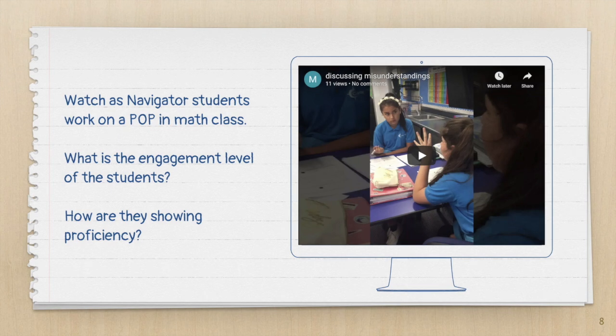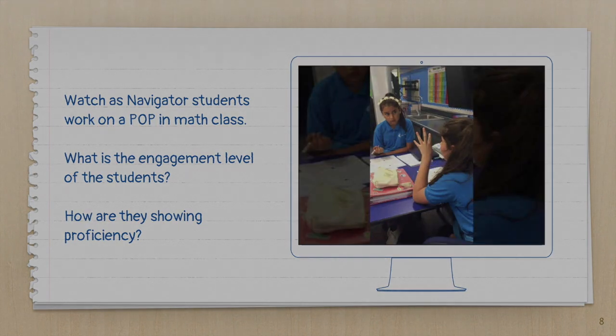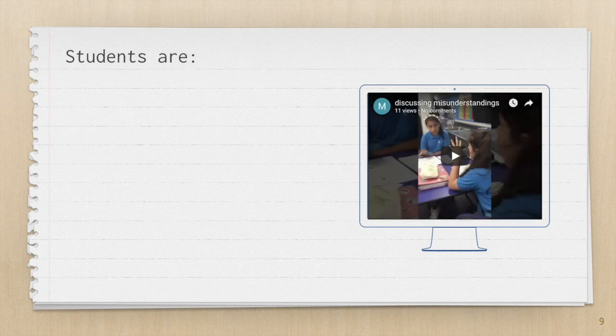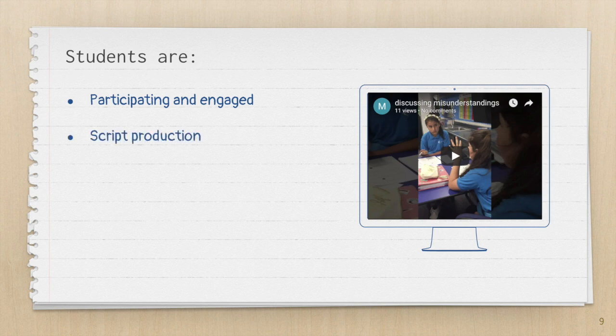Please pause this video to reflect on the questions, either aloud with a group or silently by yourself. Now that you've had a chance to reflect, we can see that each student is participating and engaged in the conversation. When students agree on an answer, they wrote it down on their script. Students are showing proficiency by deep diving in the standard and discussing the content. If students are able to discuss misunderstandings, then they must really know the content.